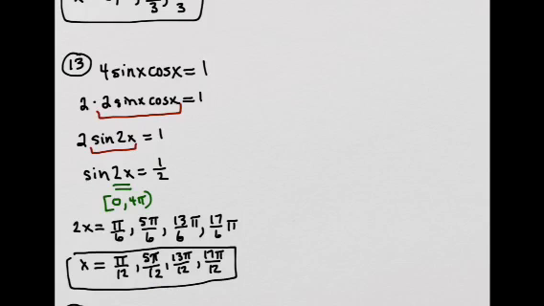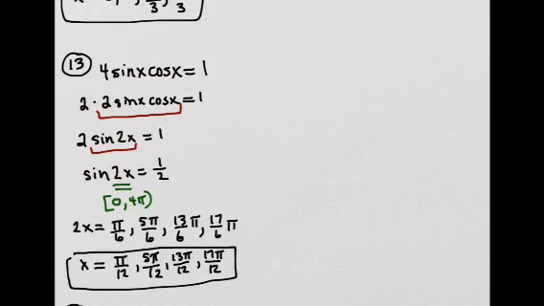Now 13, we're actually going backwards. You have 4 sine x cosine x. Well, that's not any formula with the 4 there. But I could factor the 4 into 2 times 2. And once you do that, you should be able to recognize this as one of the formulas, which is sine 2x. And so now I'm solving it like a multiple angle formula. So I'm dividing by 2 and I get this equation right here.